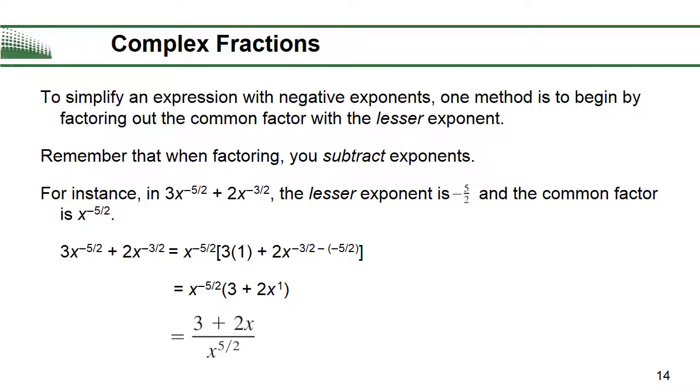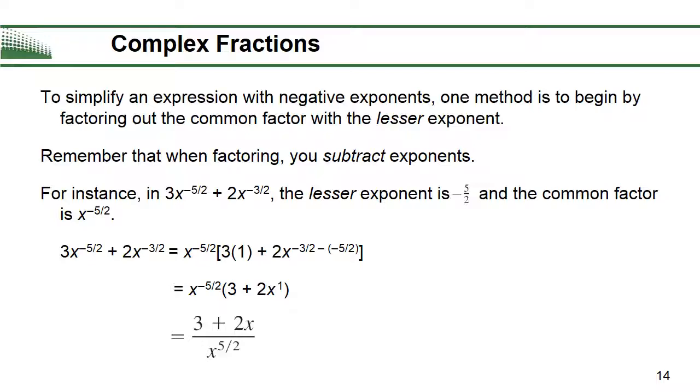So for example, we have 3x to the minus 5 halves plus 2x to the minus 3 halves. The lesser, the number further to the left on the number line, is going to be negative 5 halves. So the common factor is going to be x to the negative 5 halves. So you pull that out.